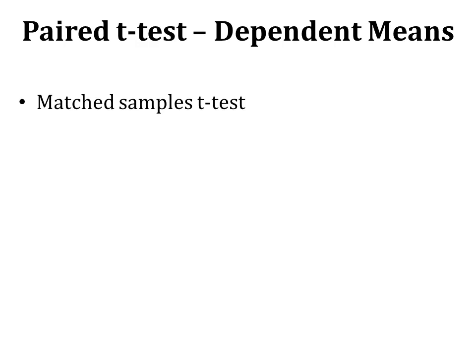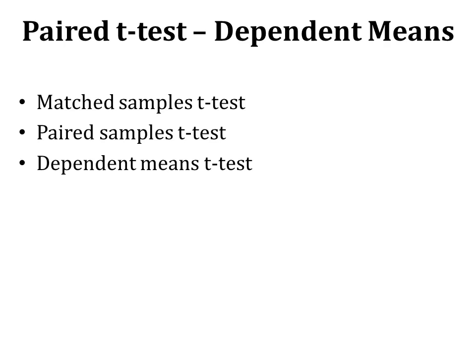Why is this known as the matched samples t-test? Because the samples are matched. The observations are matched with each other. And this is also known as the paired samples t-test. Why? Because the observations in the two groups are paired, right? All the observations that we have are present in pairs of two.